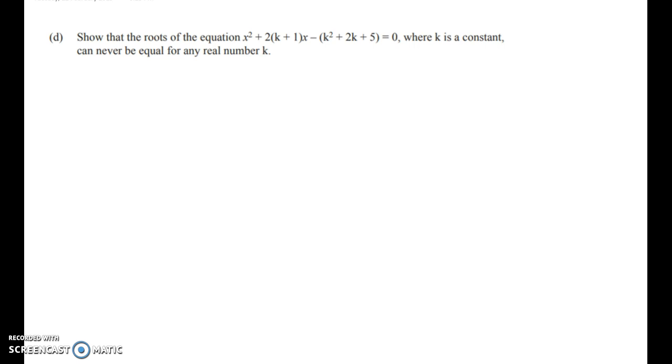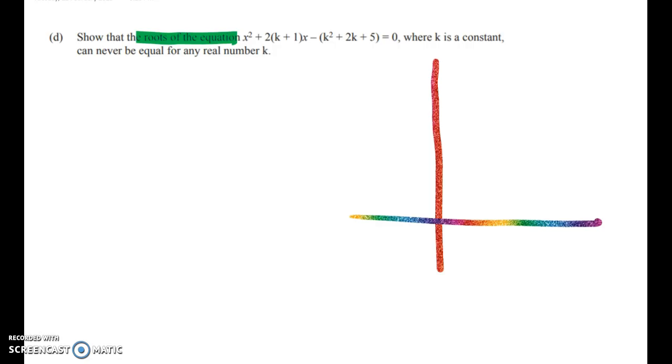So the question goes like this. We're asked to show that the roots of the equation, and we're given a big long quadratic, can never be equal for any real number k. So if you just think about what we've looked at in class with our different cases for the discriminant, there are different ways to say the same thing.